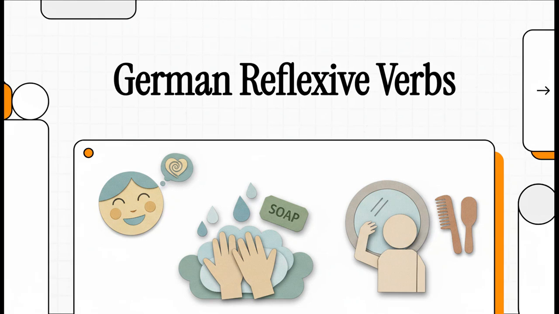You know those simple everyday things you do, like washing your face or sitting down? Well, in German, there's a special kind of verb for that, and they're called reflexive verbs. Honestly, getting the hang of these is a total game changer for sounding more natural. So let's just dive right in and figure out how they work.